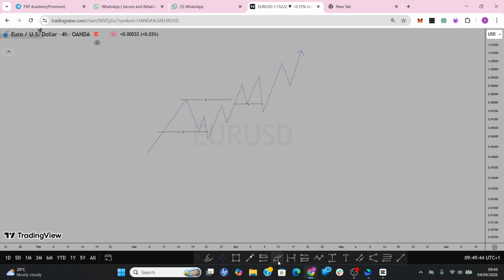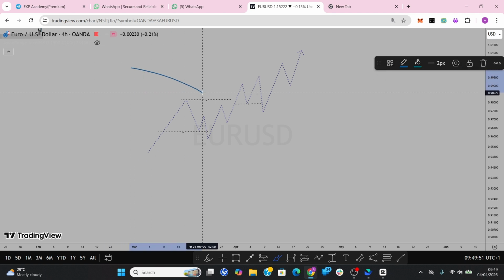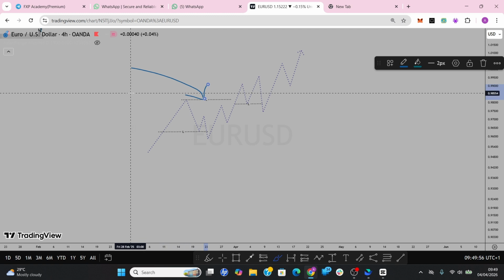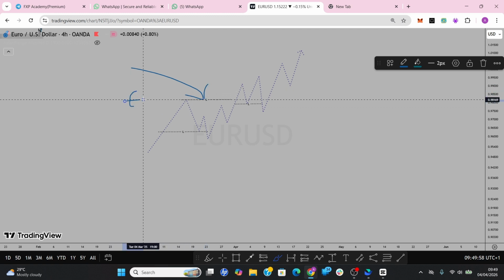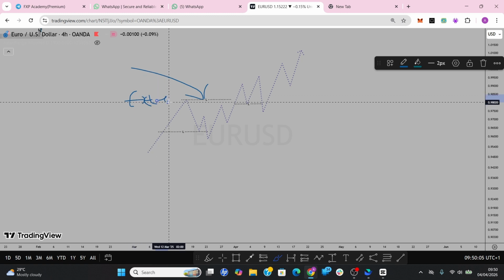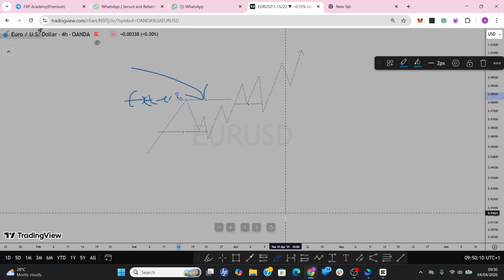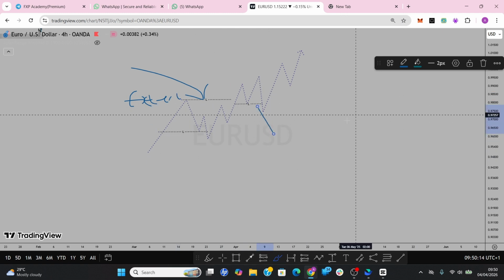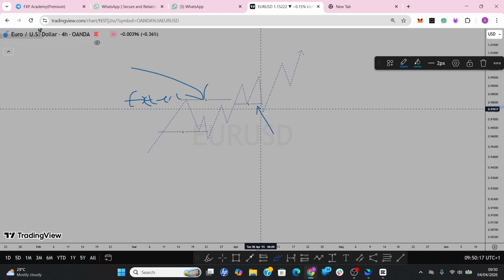Let me show you. Before a liquidity turns into a break of structure, it was already standing there as external liquidity. So this place is the external liquidity, you understand? And this place is the internal liquidity.